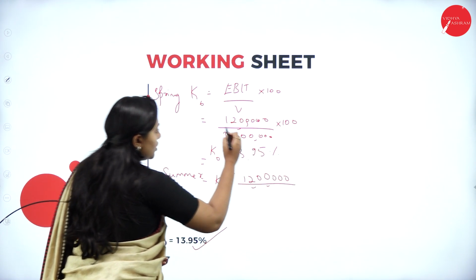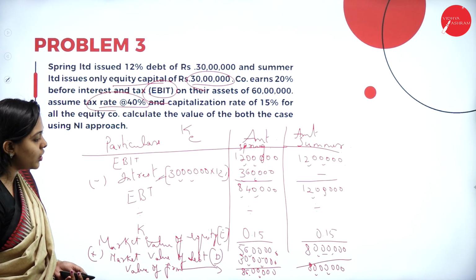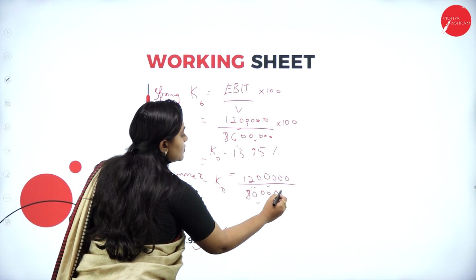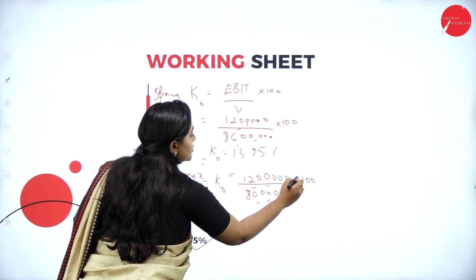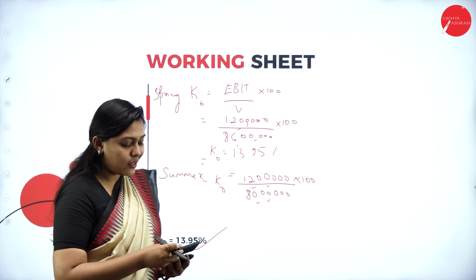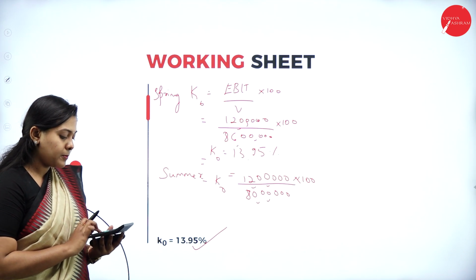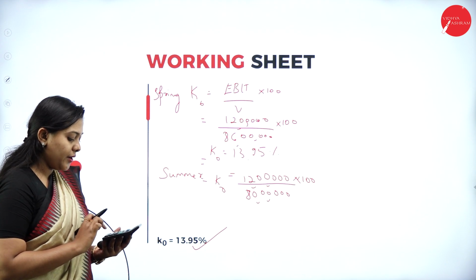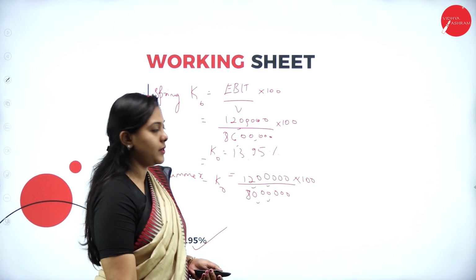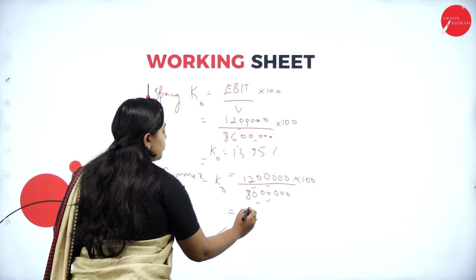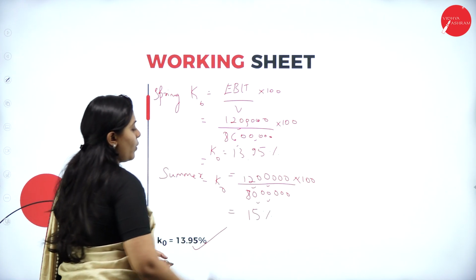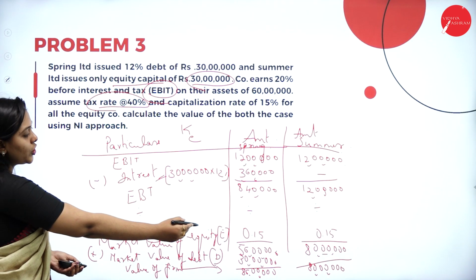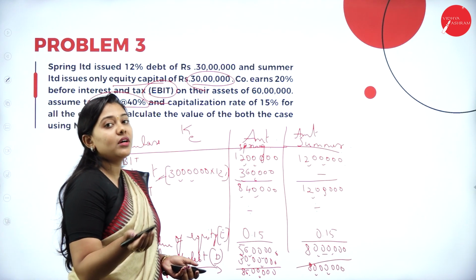And what will be the value of the firm? It is 80 lakhs into 100. If we do it, what will be the value? 12 lakh divided by 80 lakhs into 100. The value will be 15%. This is your overall capitalization rate for your B, that is your Summer Limited company.